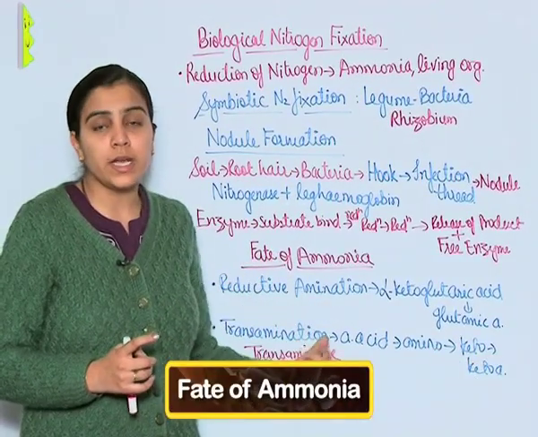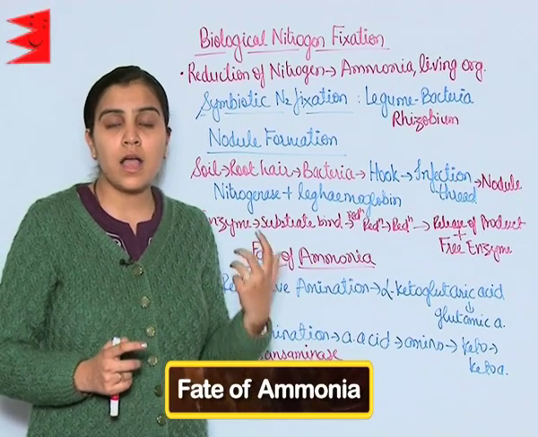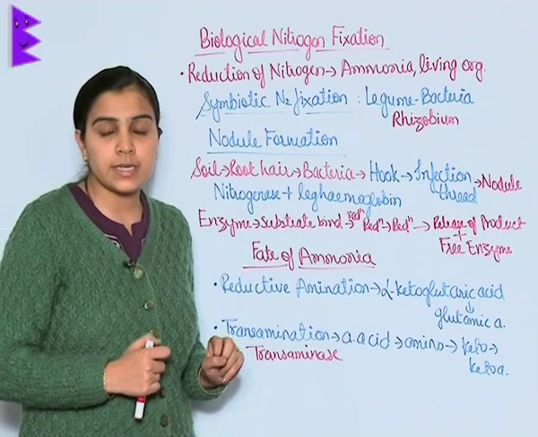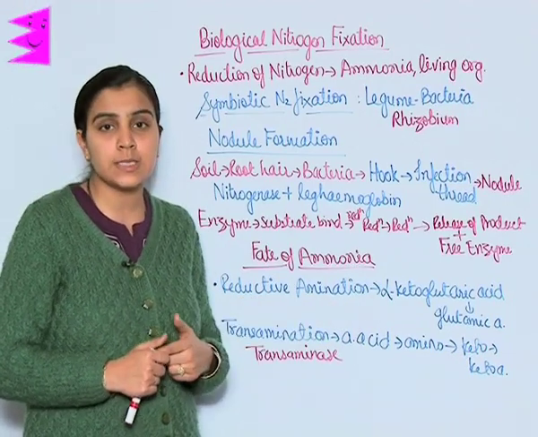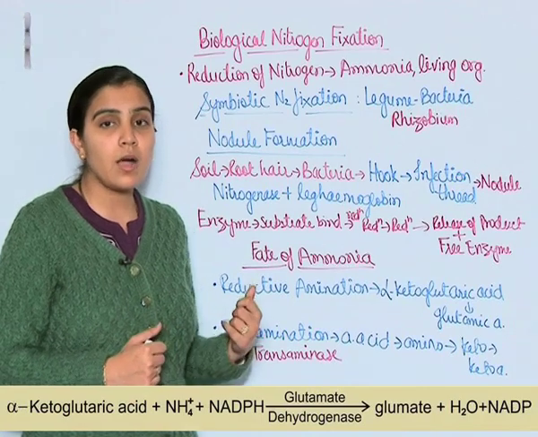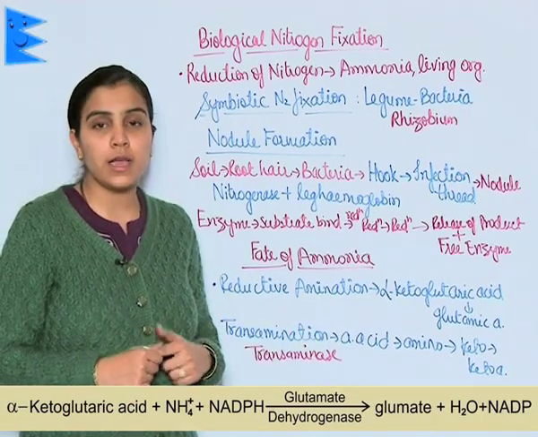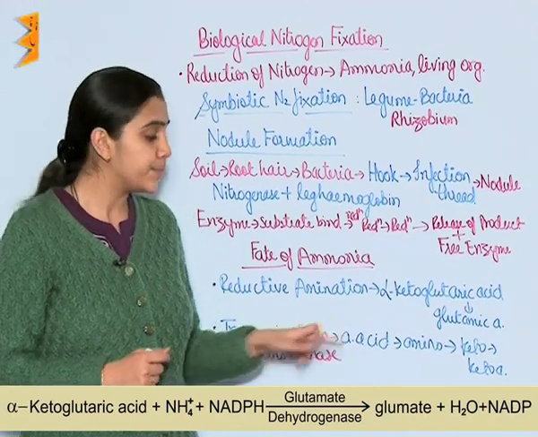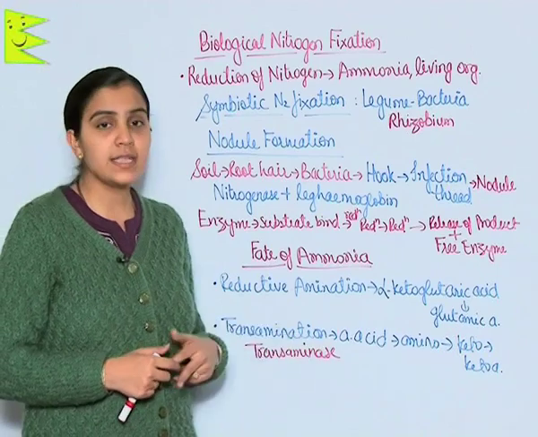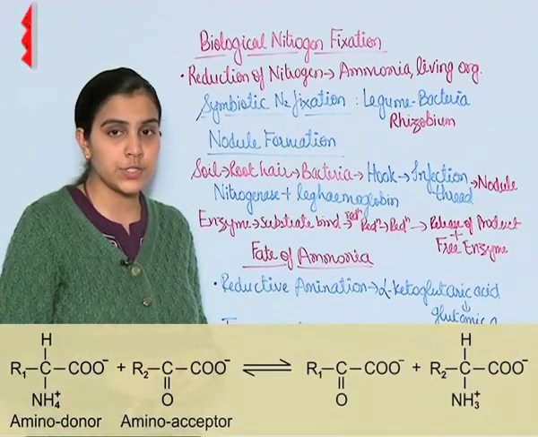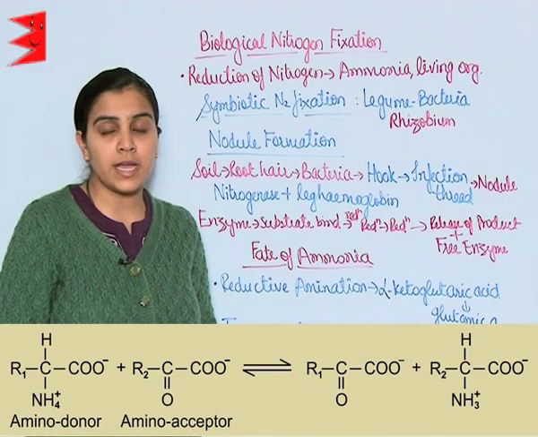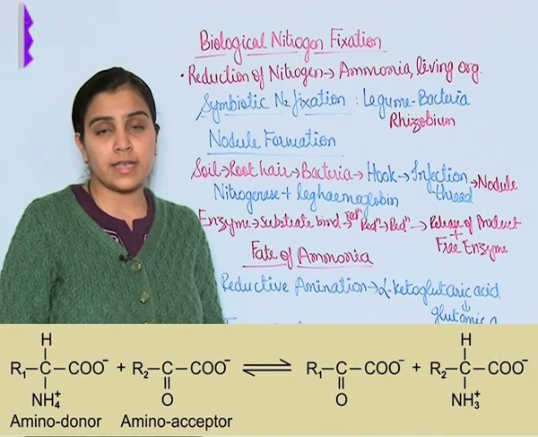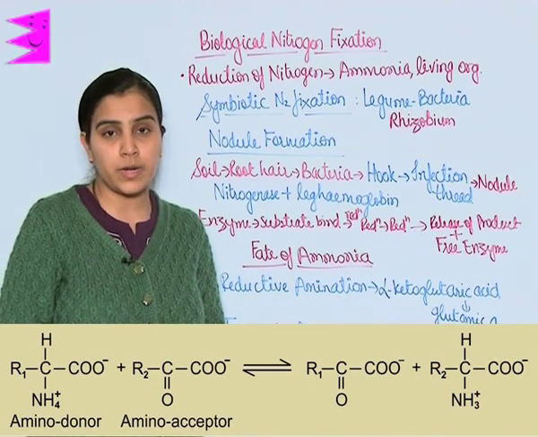Fate of ammonia. Let us understand how plants use ammonia to make amino acids. The first step towards this is reductive amination. You can see the reaction, how ammonia reacts with alpha ketoglutaric acid and gives glutamic acid. The second step is transamination. You can see this in the equation. In this step, the transaminase enzyme is required. Here one donor and one receptor or acceptor group is present.